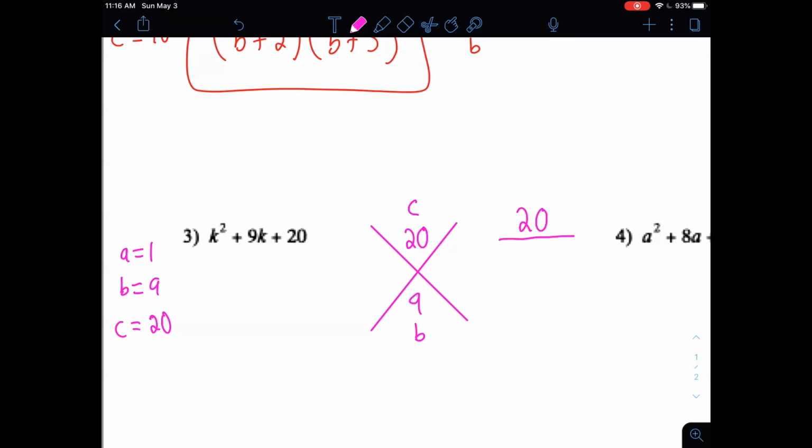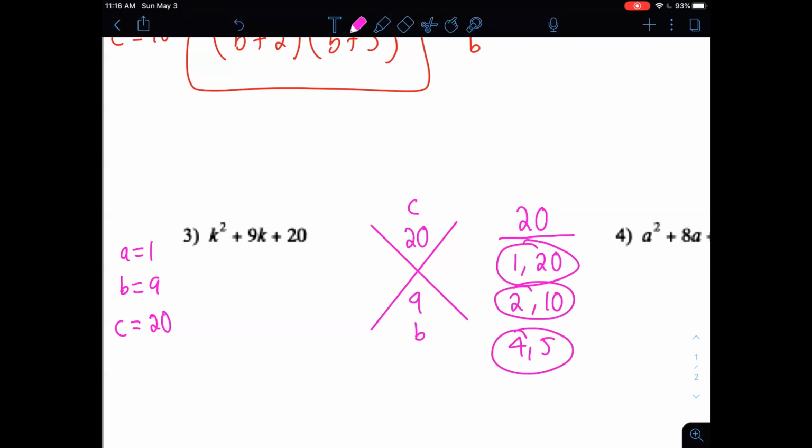Okay. So what numbers multiply to 20? Looking at your factors and multiples chart, we got 1 and 20. That's one that's going to work for every problem. What else goes into 20? We got 2 and 10. We also got 4 and 5. I think that should be everything. So which of these, 1 plus 20, 2 plus 10, or 4 plus 5, is going to add to 9? It's going to be 4 and 5.